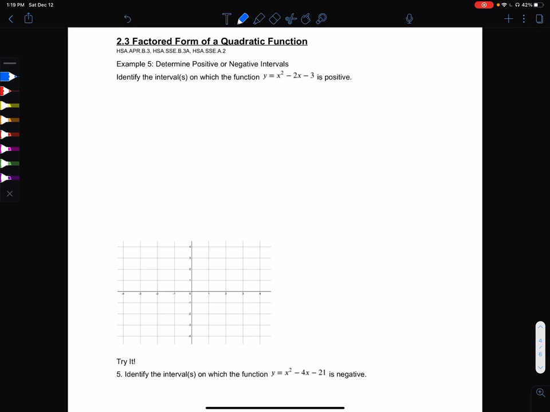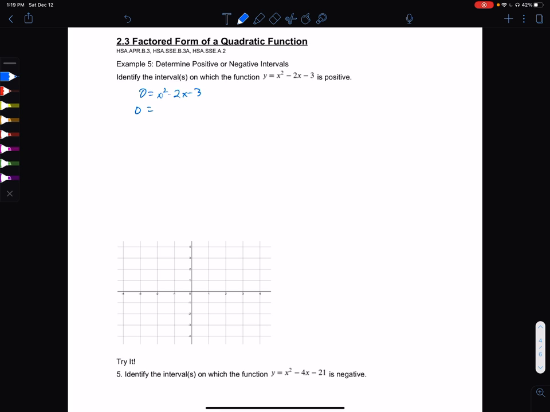In this video, we're going to look at determining positive and negative intervals based on a quadratic function that we have factored. So we want to identify the intervals on which the function y equals x squared minus 2x minus 3 is positive. The first thing I'm going to do is factor this and find the zeros. So I'm going to rewrite this as 0 equals x squared minus 2x minus 3.